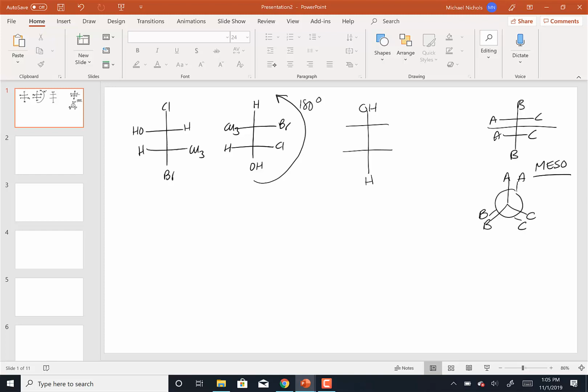Then looking at the CH3 on the upper left, that's going to go from being on the upper left to being on the lower right. The Br is going to go from upper right to bottom left. The hydrogen lower left now goes to upper right, and Cl goes from lower right to upper left. Okay.